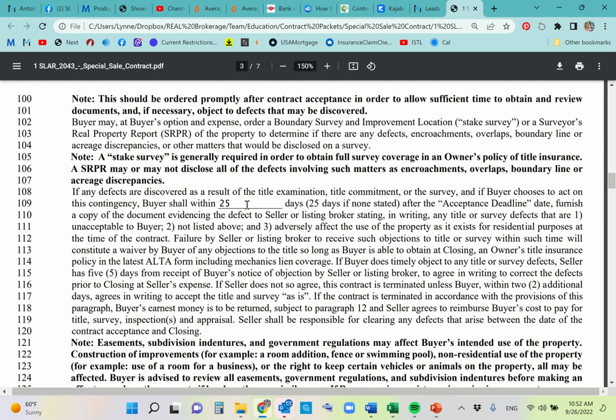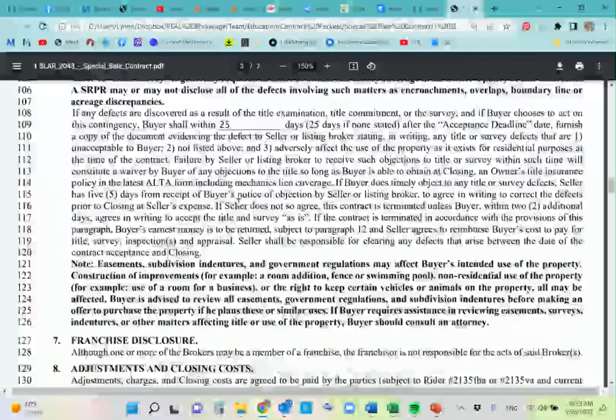Again, here's an idea within the title. It's basically saying that 25 days after the acceptance deadline, if there's some defects, we have to identify them and negotiate or leave the contract, right? You don't want to leave these blank. You definitely don't want to put NA. That would be a huge mistake here because that is basically waiving this for them, right? So if none are stated, it's 25. We're still going to state it because we don't want any questions about somebody filling in a blank after the contract was signed, right?